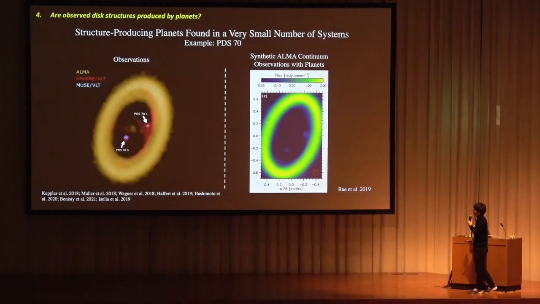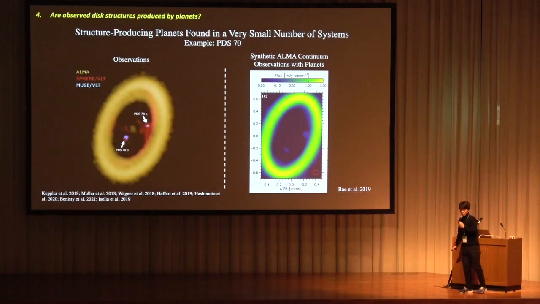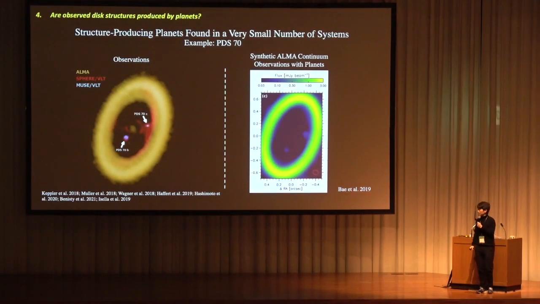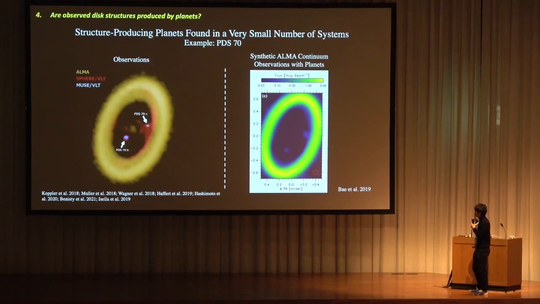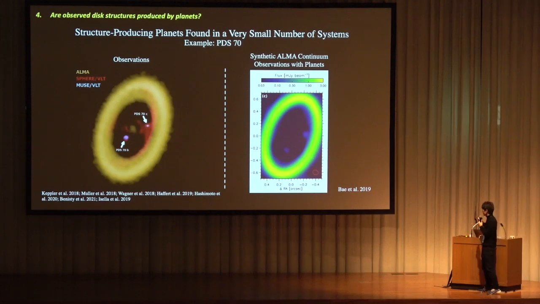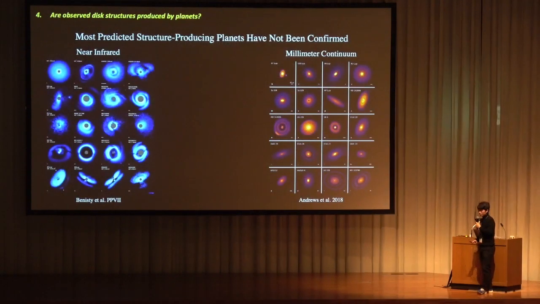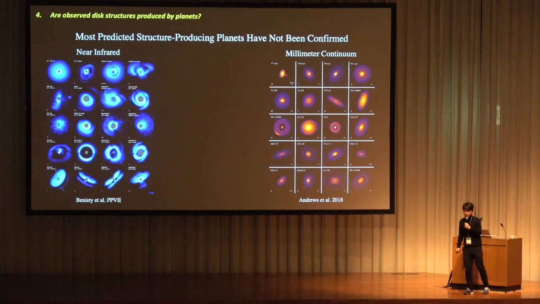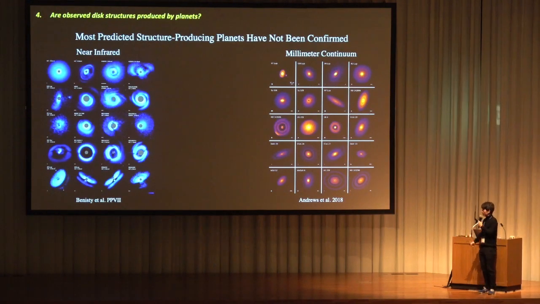All right. Final of the four, are observed structures really produced by planets? Well, we have the PDS-70 system, a ring and a cavity and two accreting planets inside. Here is a synthetic observation with these two planets, and they are able to roughly reproduce the observation. So that's good news. But then again, the not so good news is systems like PDS-70 have been found to be rare at the moment.